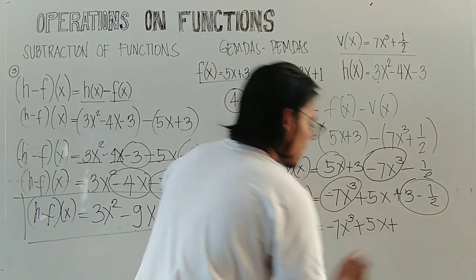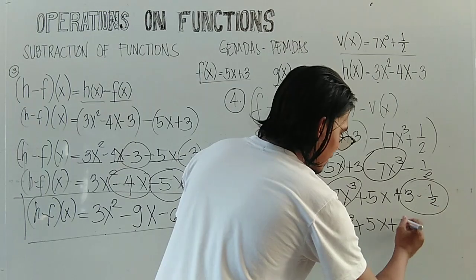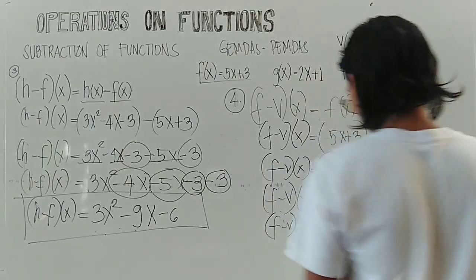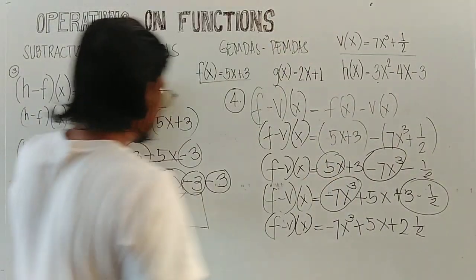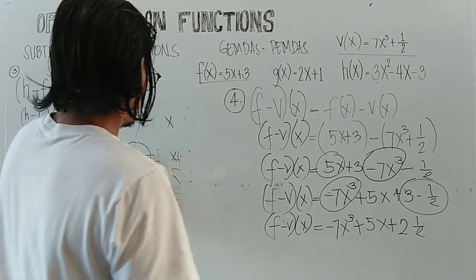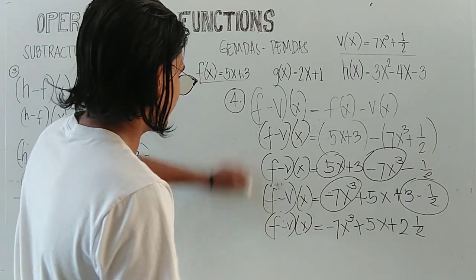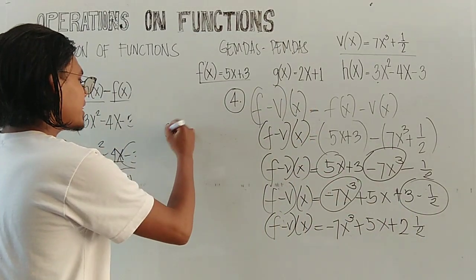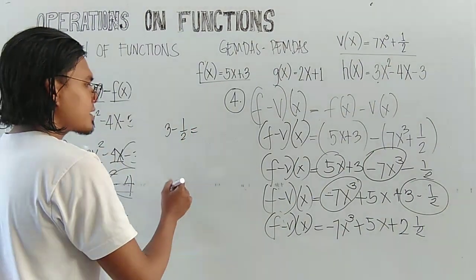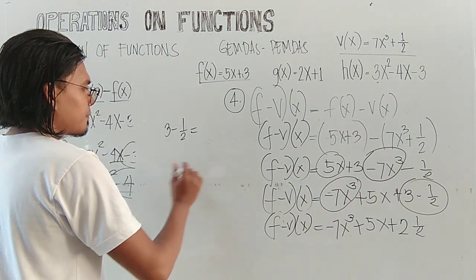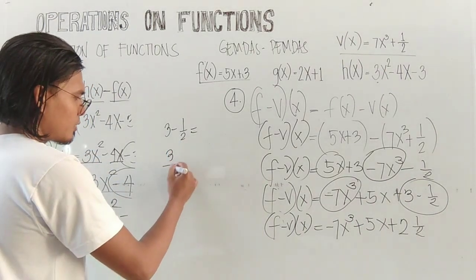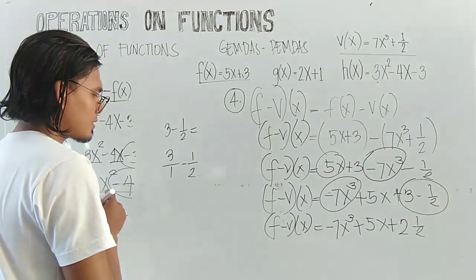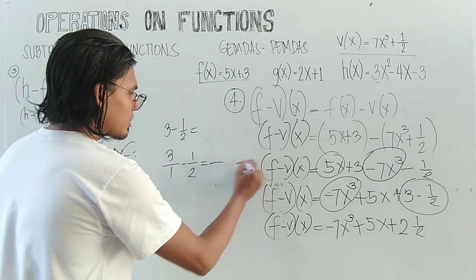Okay. By common sense, 3 minus 1 half is 2 and 1 half. Okay, that is the common sense way of solving it. But let's review the fundamental steps for subtracting 3 minus 1 half. So we use the LCD. In another form, 3 is equal to 3 over 1, minus 1 half. Okay? The first thing we need is for the denominators to be the same.